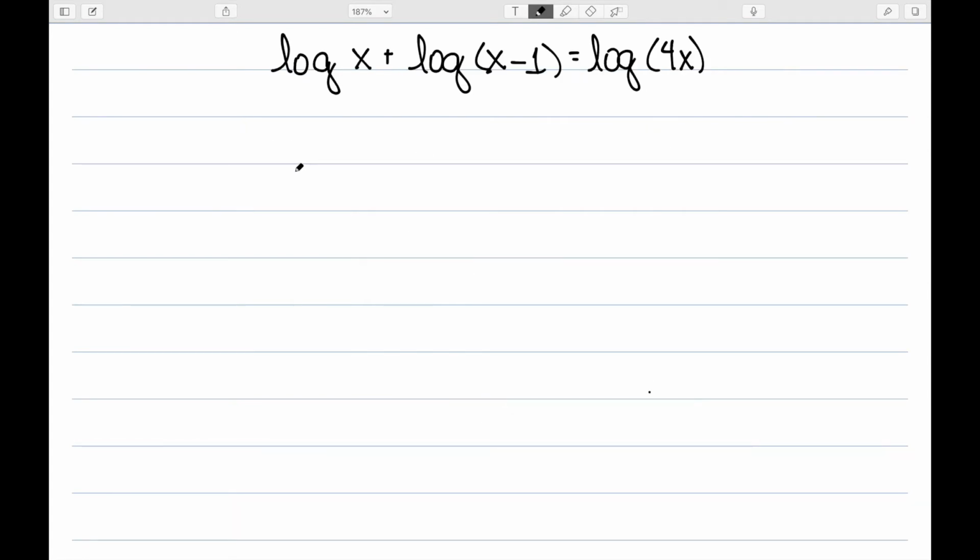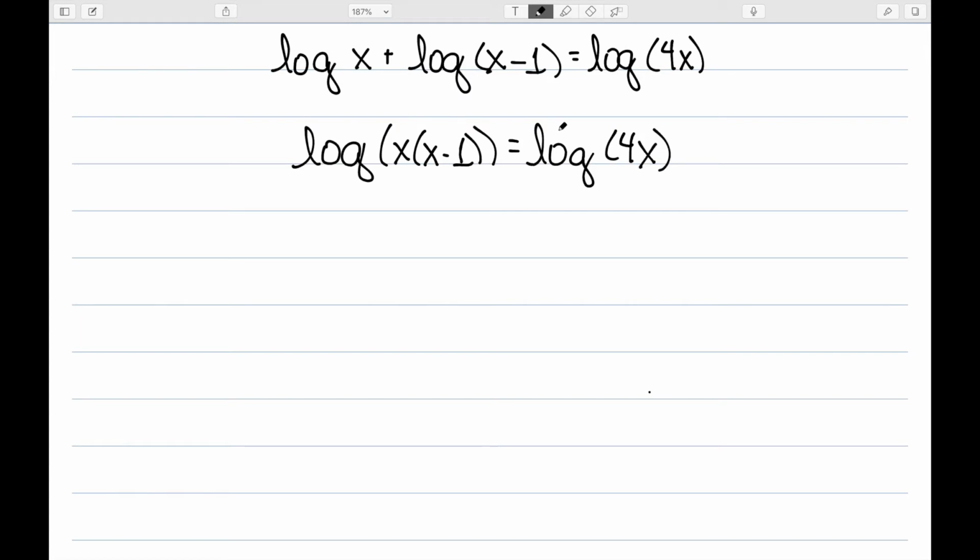Here, I have log x plus log x minus 1 equal to log of 4x. Once again, I'm going to use my properties that say if I'm adding, I can take the log of the product. So log of x times x minus 1 equal to log of 4x. That then gives me that x times x minus 1 is equal to 4x, or x squared minus x is equal to 4x.